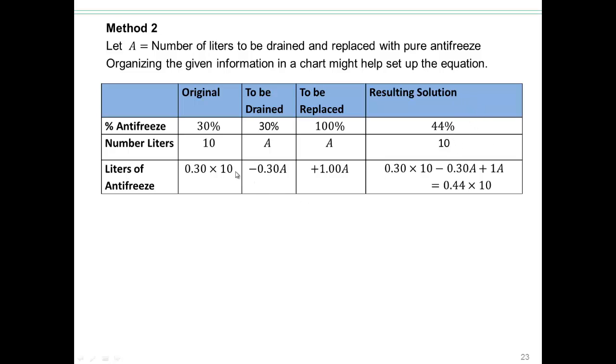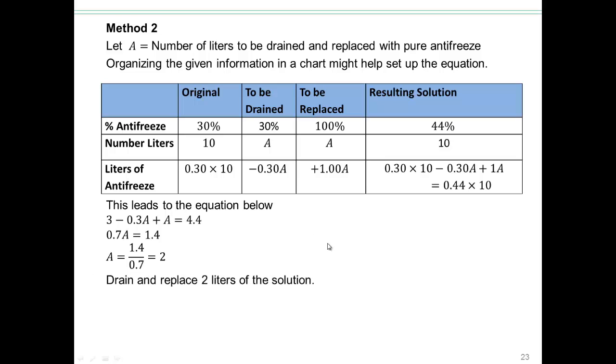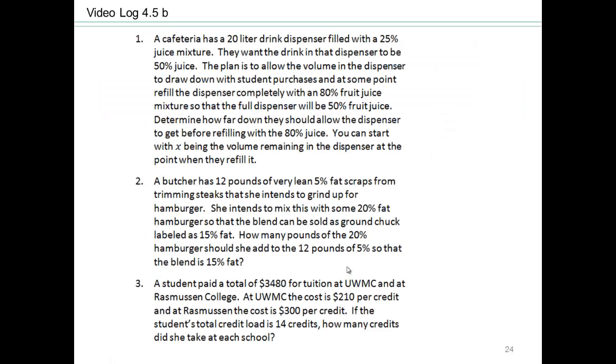So what does that mean? That means that 0.30 times 10 minus 0.30 A plus 1.00 A should equal 0.44 times 10. And then you solve for your A. And there you go. So they're saying that we should replace 2 liters of the solution. That's how you would do it algebraically. All right, so now you do the next few on your own for video log questions.